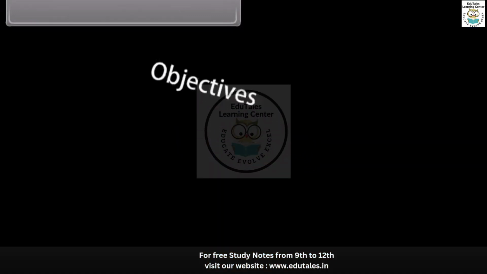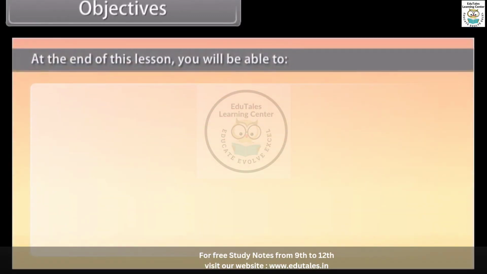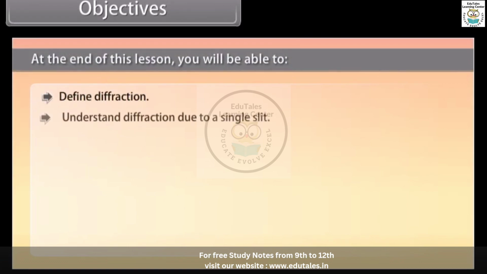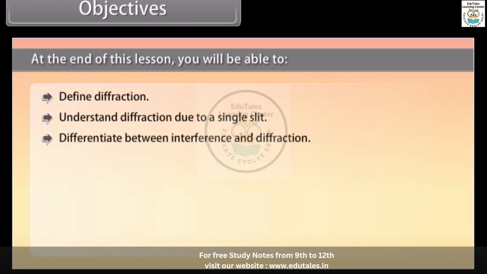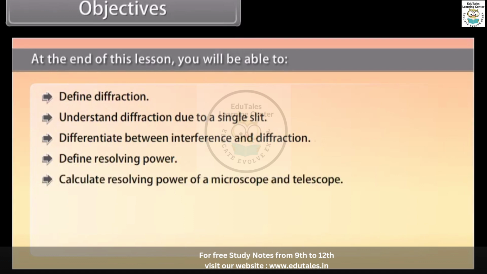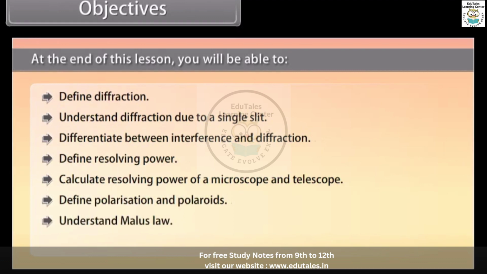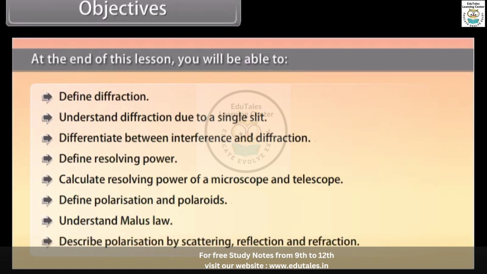Objectives. At the end of this lesson, you will be able to define diffraction, understand diffraction due to a single slit, differentiate between interference and diffraction, define resolving power, calculate resolving power of a microscope and telescope, define polarization and Polaroids, understand Malus' Law, and describe polarization by scattering, reflection and refraction.